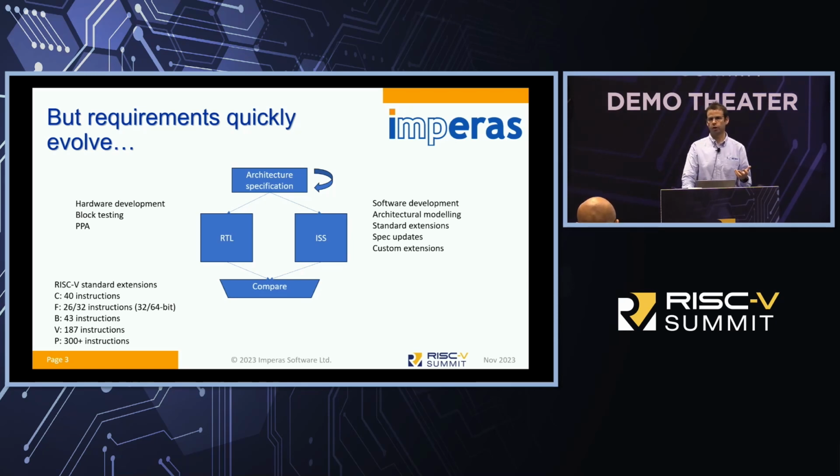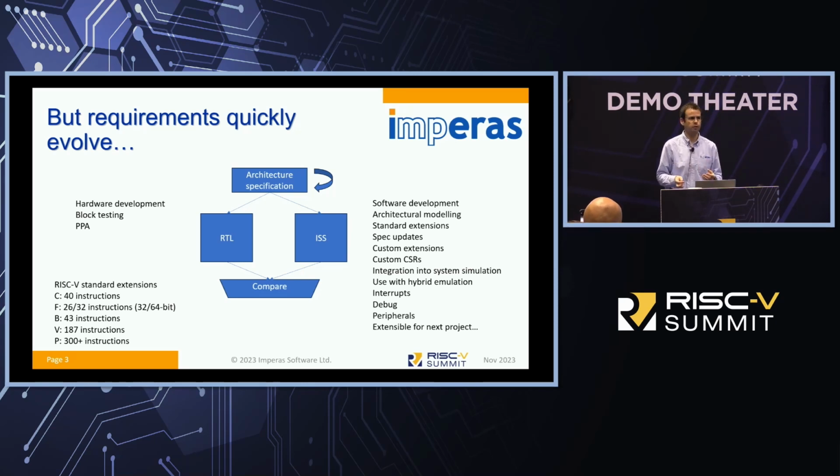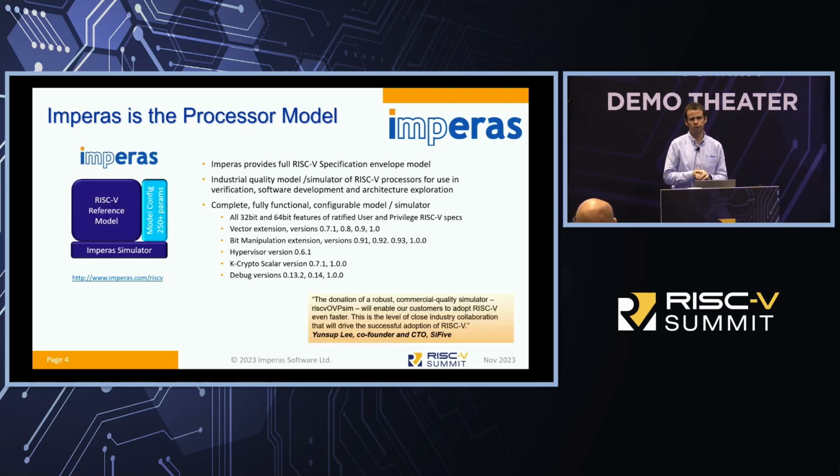You might be adding custom extensions, or if you're developing IP, your customers might be adding custom extensions, and it could be custom instructions, it could be custom CSRs, and then there's a whole host of other things you might need to think about as well in terms of using your simulator in a larger system simulation environment. How do you worry about peripherals, interrupts? Can you reuse it in your next project? And so that idea of having a simple ISS that's really quick to develop yourself suddenly becomes much more complicated and much more challenging. And we think the answer is the Imperas processor model.